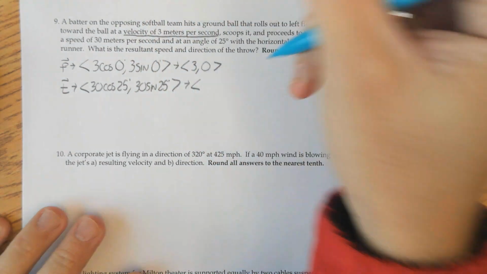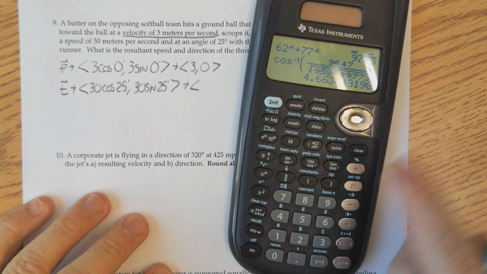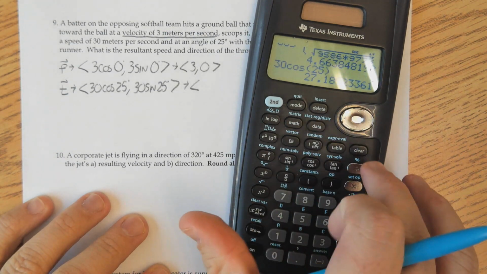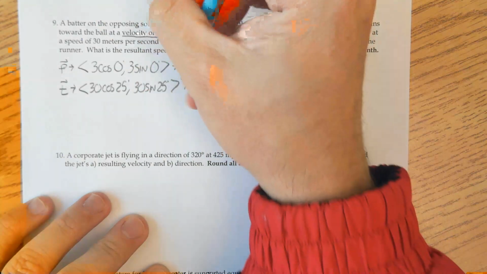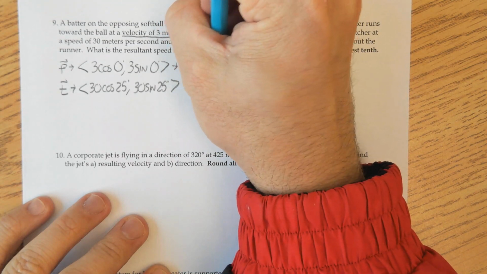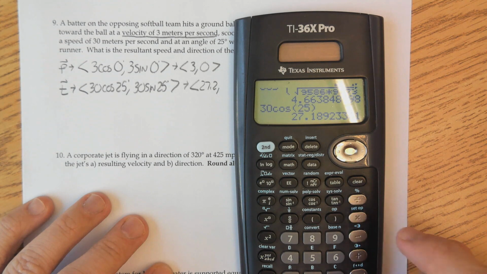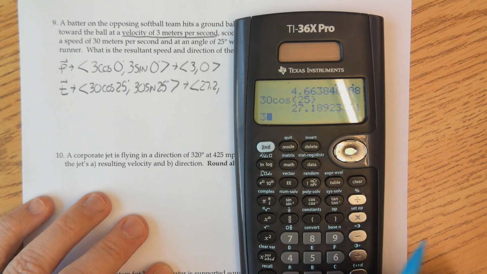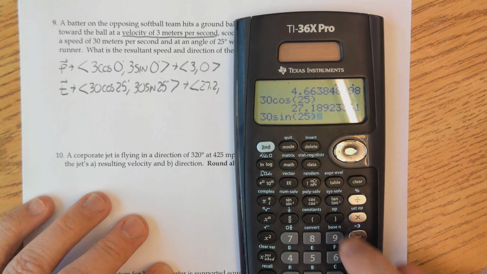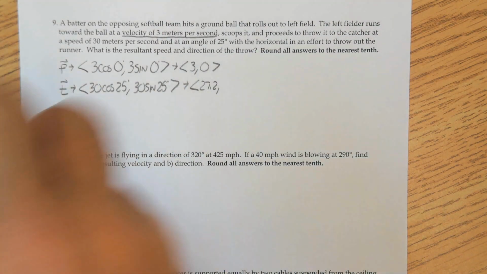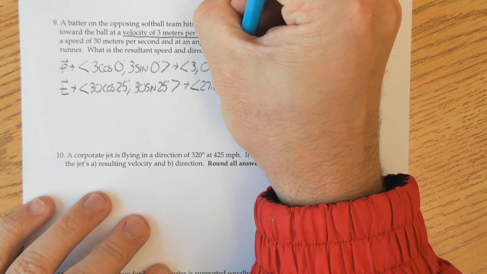And so let's see what we get there for our component form. We're going to go 30 cosine 25. We're going to round to the tenths. I got 27.2. Okay, and then it looks like 30 sine 25 gives me 12.67, so we're going to go 12.7.